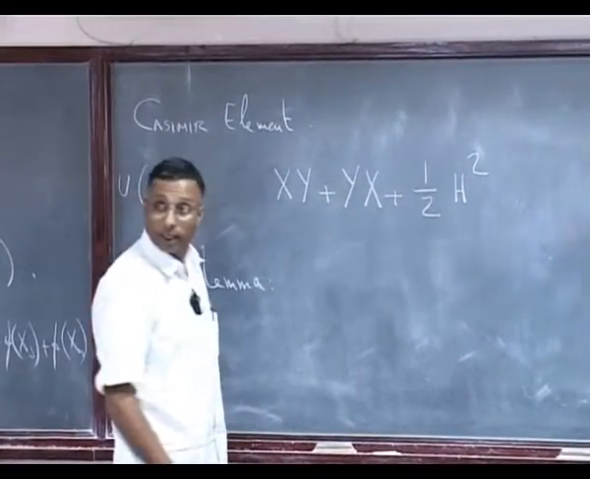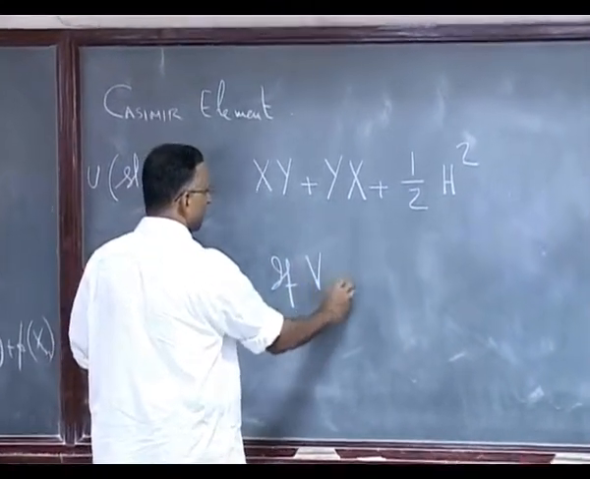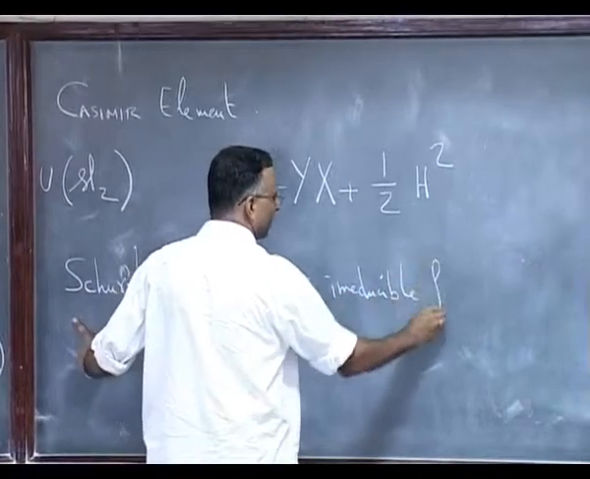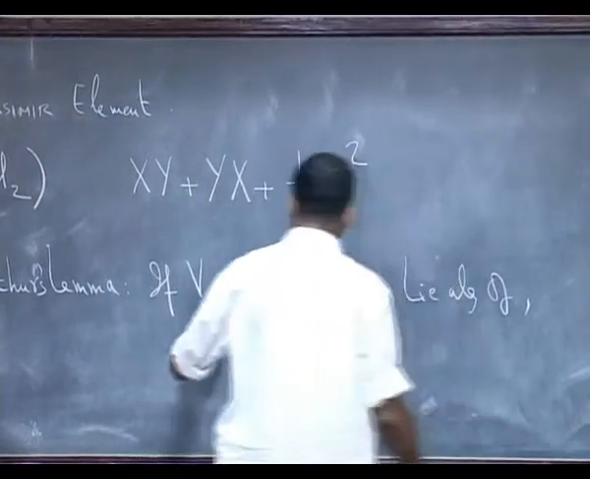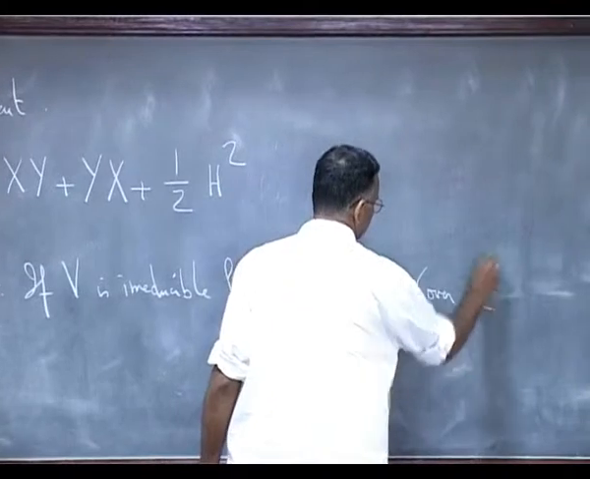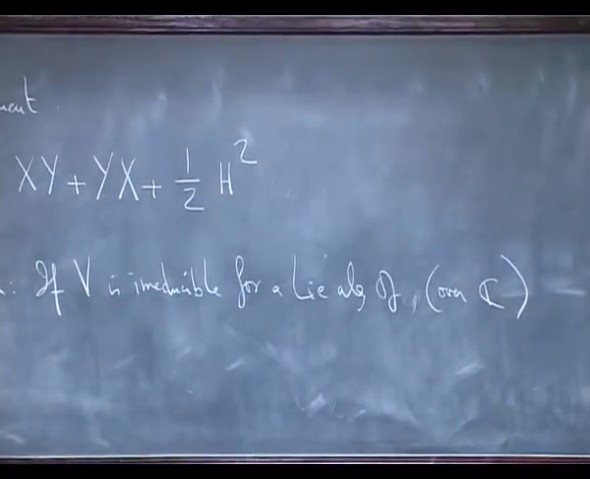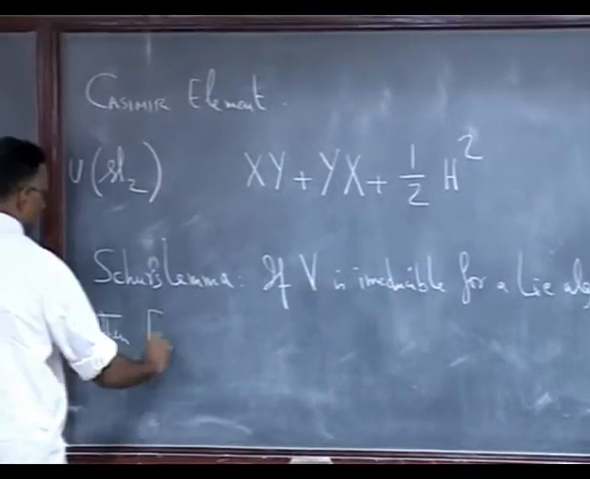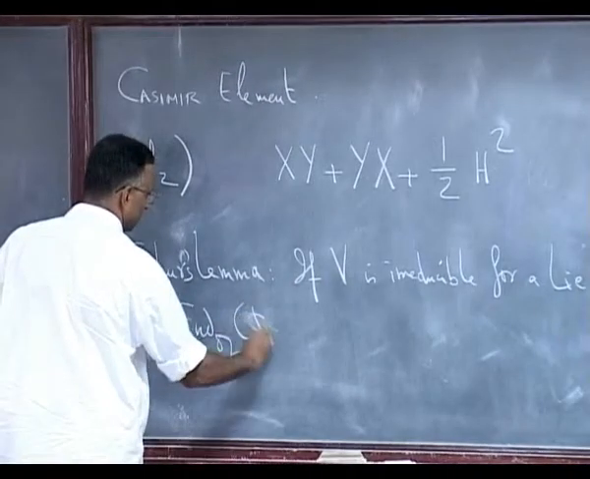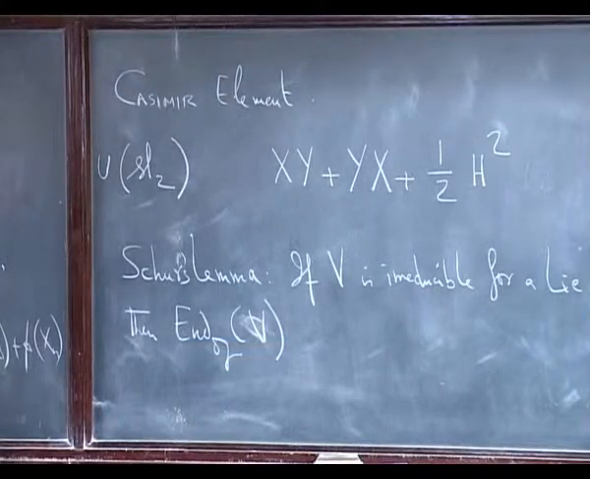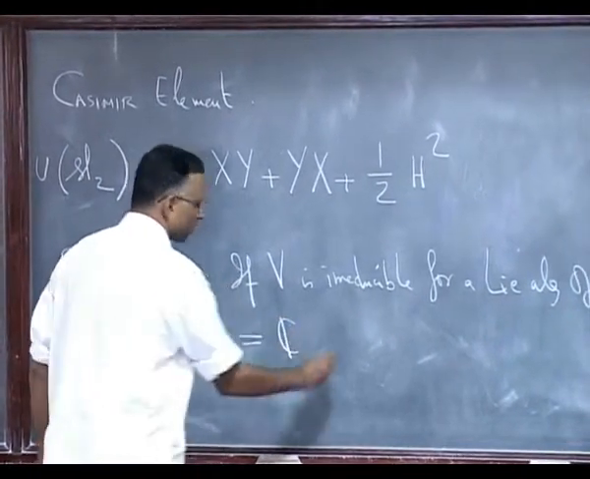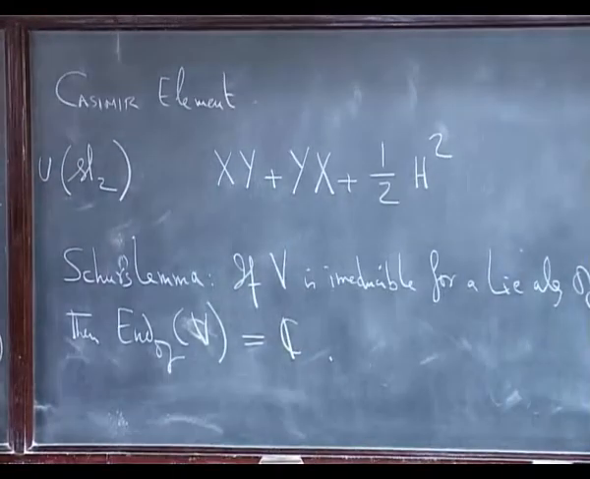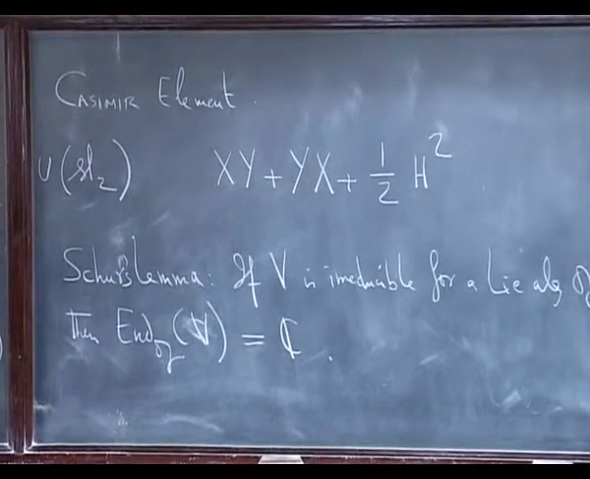So, what it says in our context is, if V is irreducible for a Lie algebra G, over a base field, let's assume complex numbers, then, let me write like this, End_G(V). What does this mean? The maps from V to V which are G module morphisms. Okay, what should this be? Right, the only G module homomorphisms from V to V are nothing but multiplication by a scalar. This is the statement. Okay.